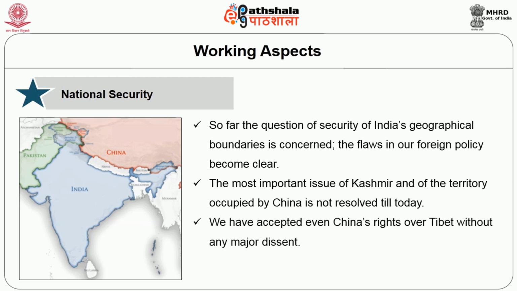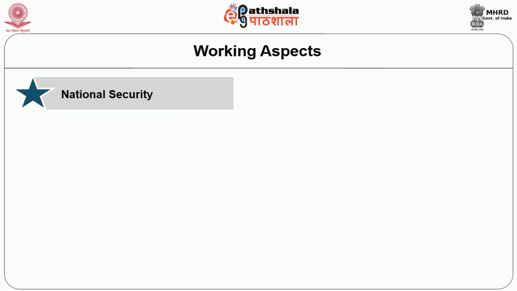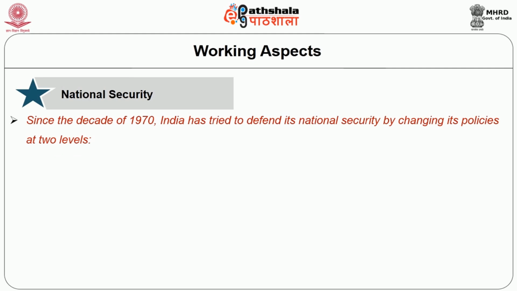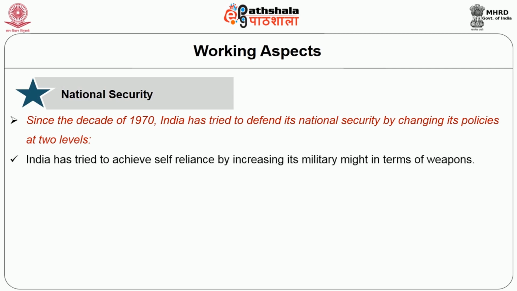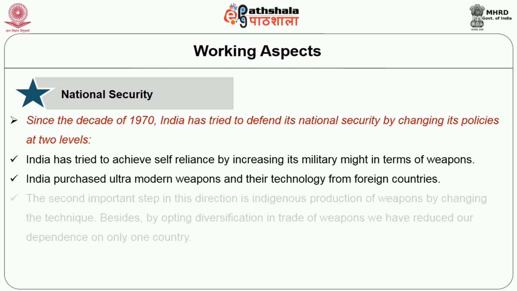We have accepted even China's rights over Tibet without any major dissent. Undoubtedly, by opting for a compromising attitude, India has ignored national interests. Since the decade of 1970, India has tried to defend its national security by changing its policies at two levels. India has tried to achieve self-reliance by increasing its military might in terms of weapons. For this, India purchased ultra-modern weapons and their technology from foreign countries.